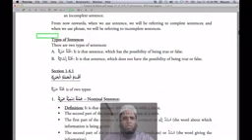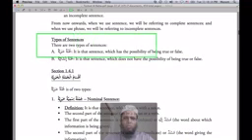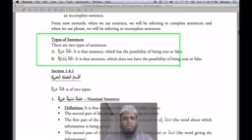Understood? Types of sentences. There are two types of sentences. Jumla khabriya, khabriya. Jumla khabriya: it is that sentence which has the possibility of being true or false. Jumla insha'iyya, insha'iyya: there is that sentence which doesn't have the possibility of true or false.